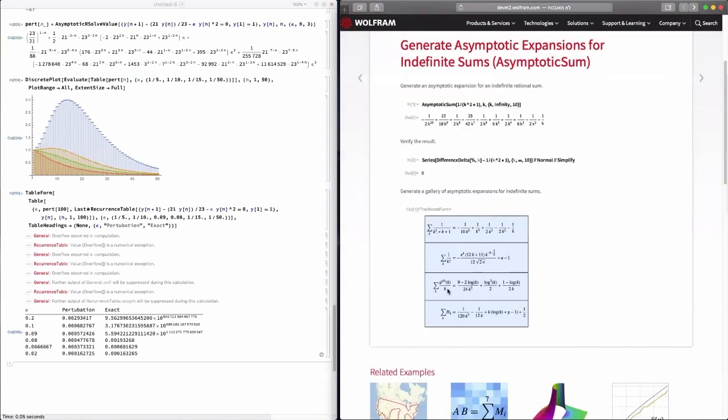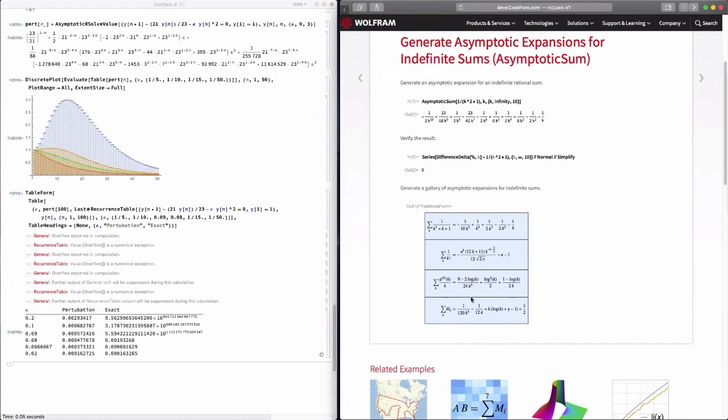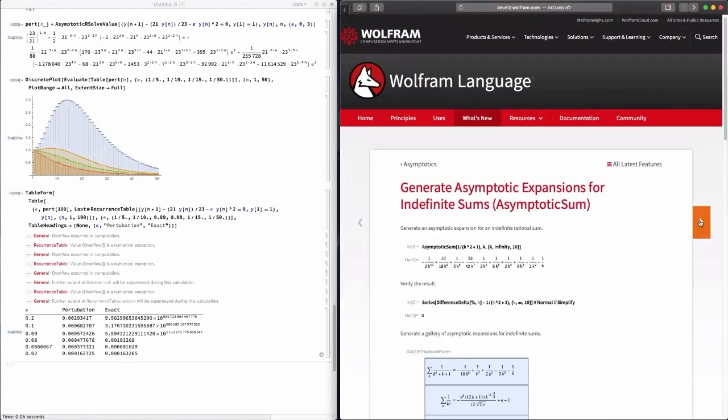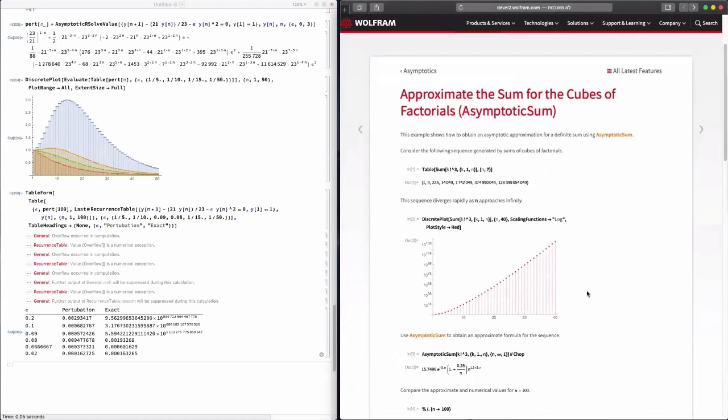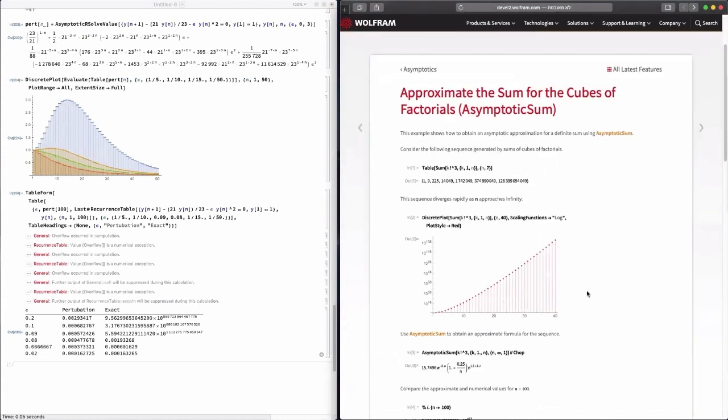And here's a little table. The code seems to be missing. I'll make sure that gets fixed. But a little table of different sums and their expansions. Here we're doing a definite sum. So we're going to sum k factorial from k equals 1 to n and do a table for different values of n.